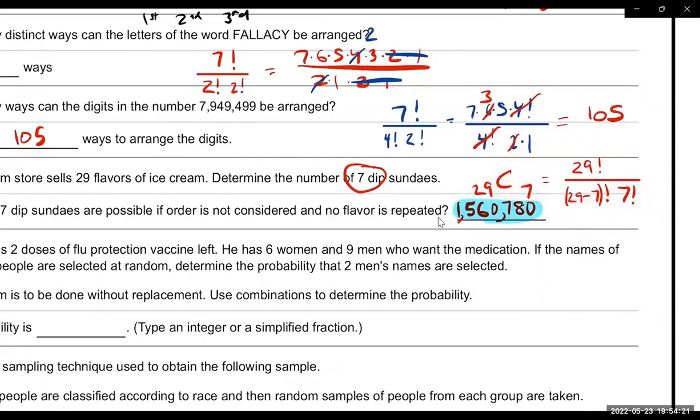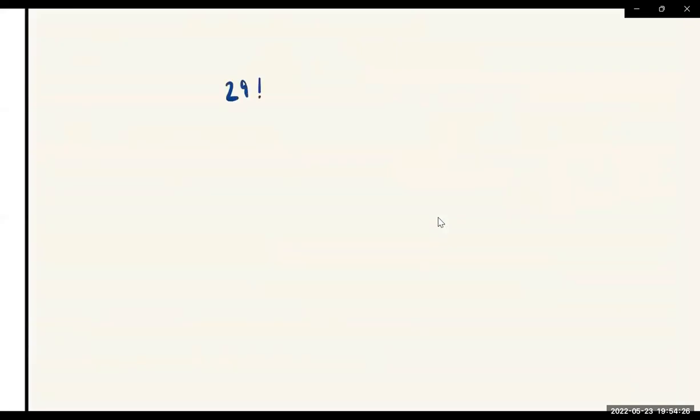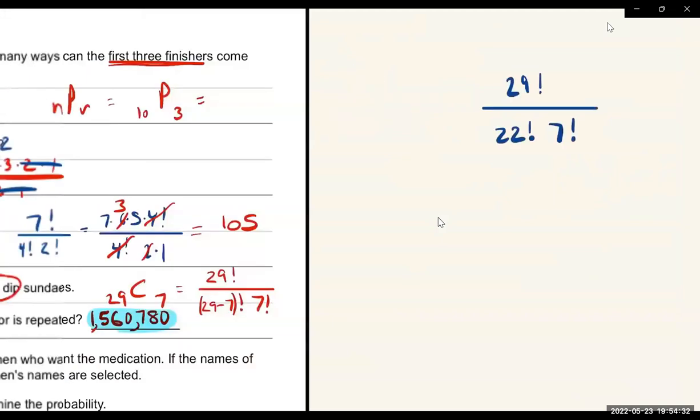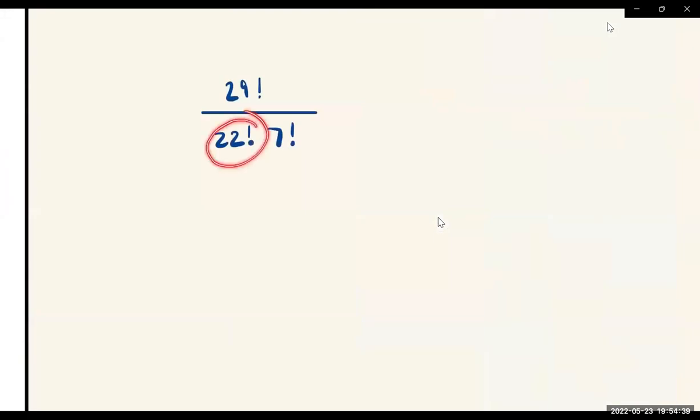So that's going to be 29. I'm going to do this on a separate sheet. So it's going to be 29 factorial divided by 22 factorial divided by 7 factorial, right? So 29 take away 7 is 22. So that's where I got the 22 from. My trick is to stop at 22 so I can cancel. So 29, 28, 27, 26, 25, 24, 23, 22 factorial, stop.